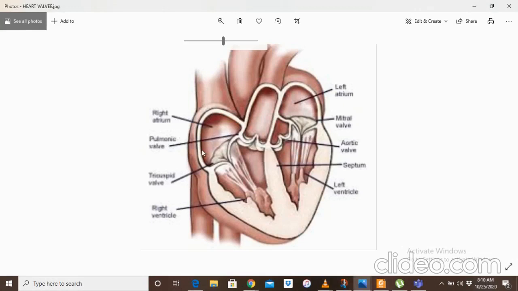So this is the heart, and this is the right atrium, the left atrium, the right ventricle, and the left ventricle, and these are the valves. These are the valves. This is the tricuspid valve, and it is connected to the wall through these papillary muscles and these tendinous cords. If these tendinous cords and papillary muscles do not function properly, it can lead to valve prolapse and the regurgitation of blood back into the atrium.